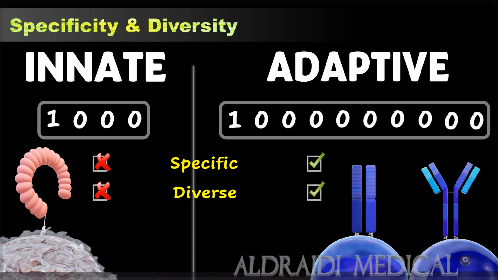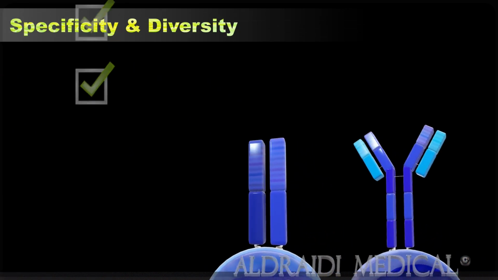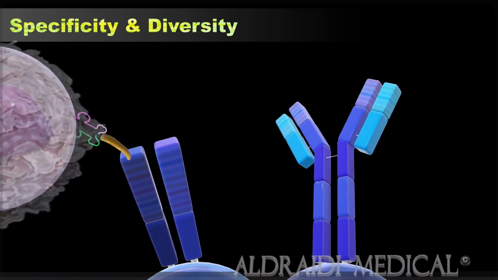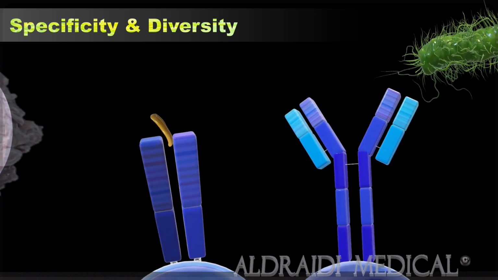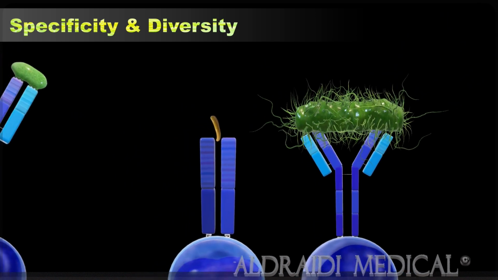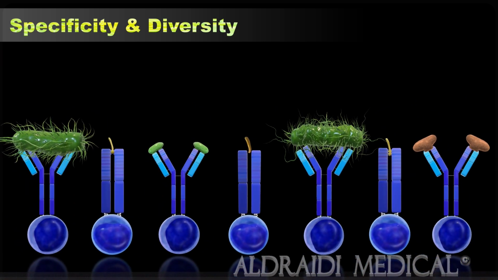The adaptive immunity, on the other hand, is very specific and highly diverse, because it uses a wide range of receptors that are able to distinguish the smallest differences between foreign antigens. So each B lymphocyte and each T lymphocyte is specific for a particular antigen, and they produce a specific response to a specific stimulus that targets the pathogen specifically.